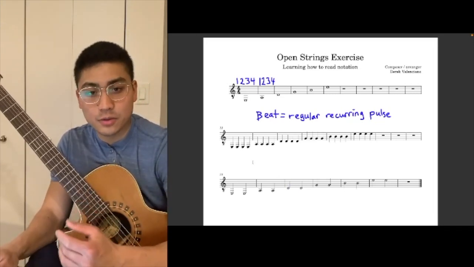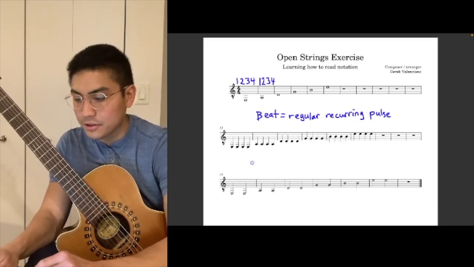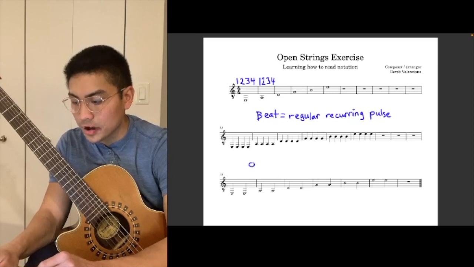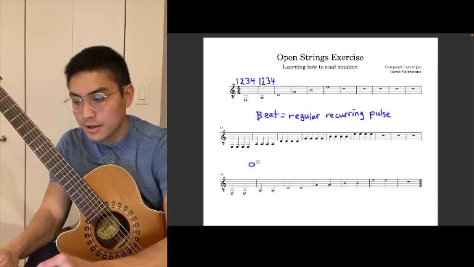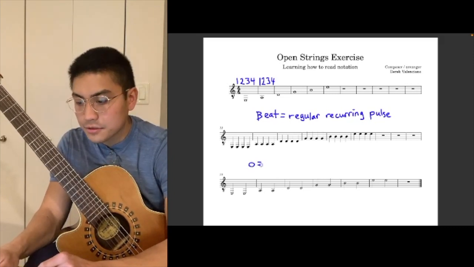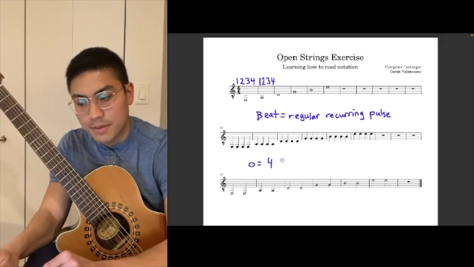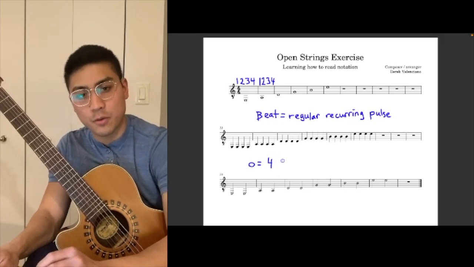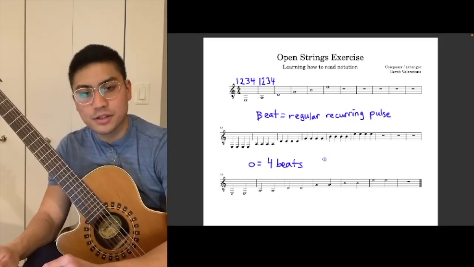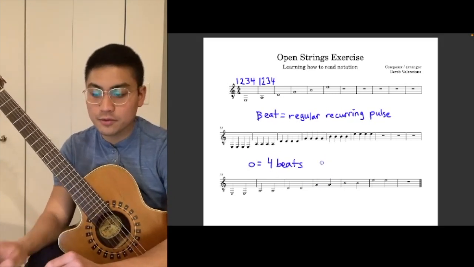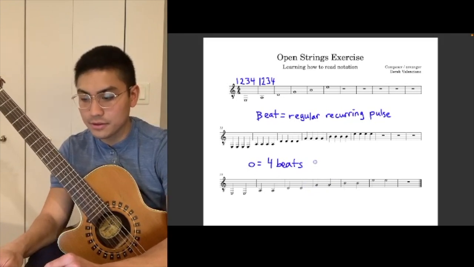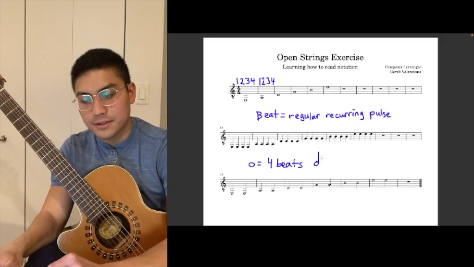So when we see a note like in the first staff, that's just a white circle, a white note head, this lasts for 4 beats. So we need to memorize that. It's going to last for 4 beats. And when we see a note like in the third staff with a white note head and a stem, this lasts for 2 beats.